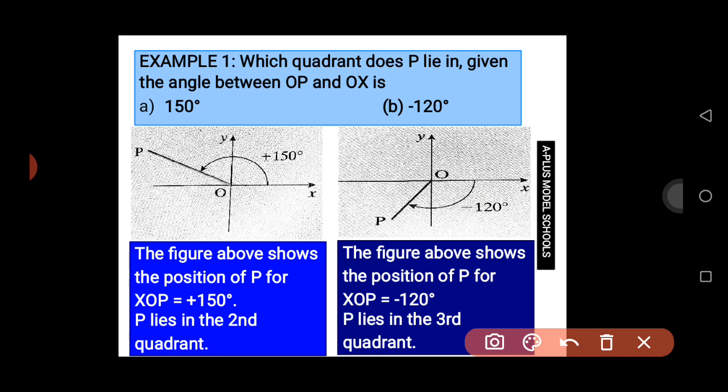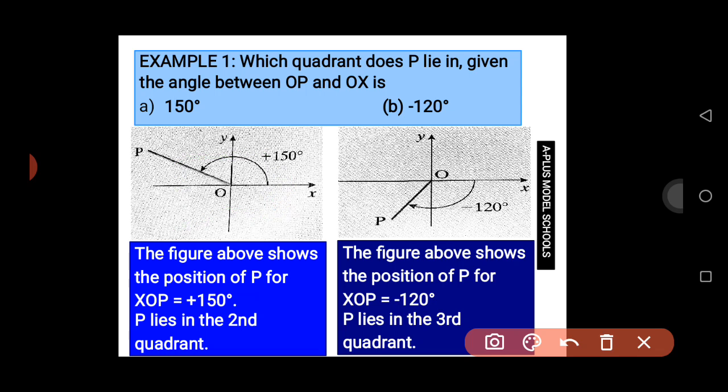Also, if I give you 289 degrees, 289. So don't forget, from here to here is 90, 180. You can see it's not up to 200. This is 270. Then 280 will fall in the fourth quadrant. So 289 will fall in the fourth quadrant.